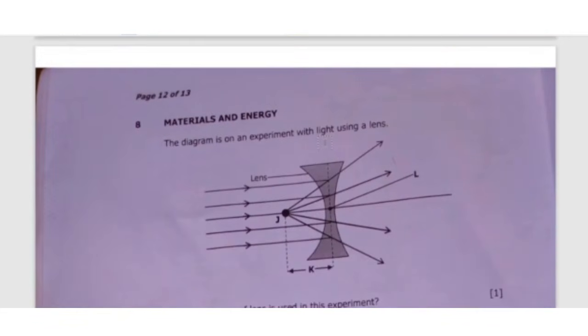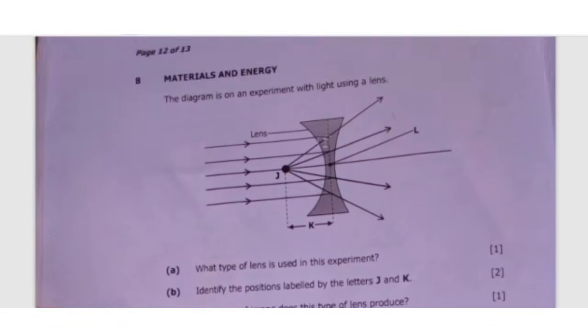Let's go to question number 8. Question number 8 is coming from materials and energy. The diagram is of an experiment using a lens. So we have a lens here, and you can take note of the letters that are given, because we are going to be coming to these letters.